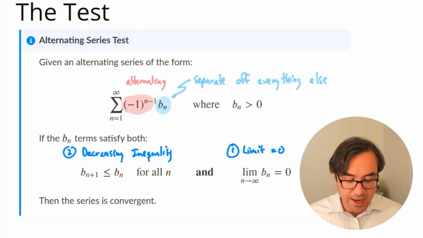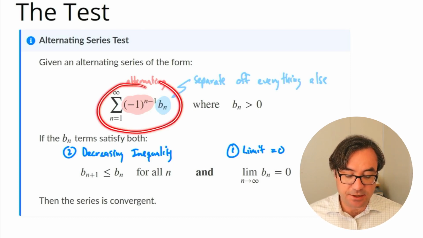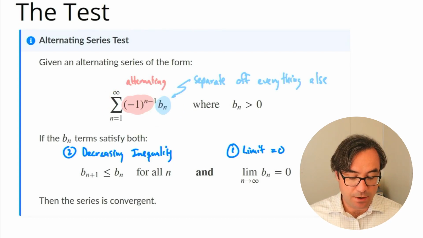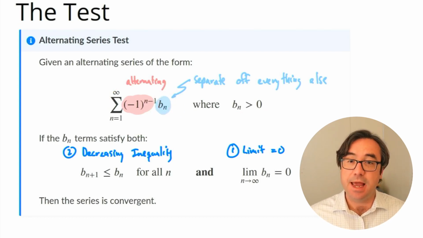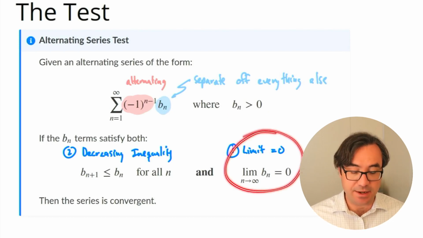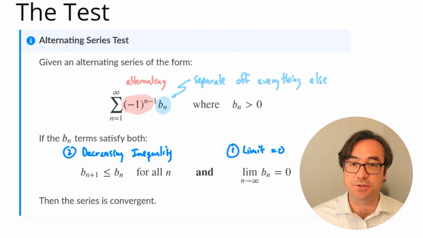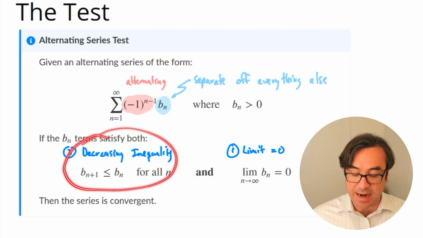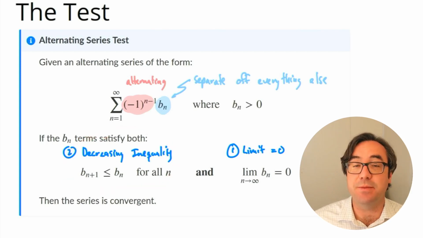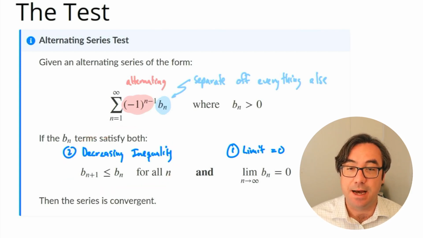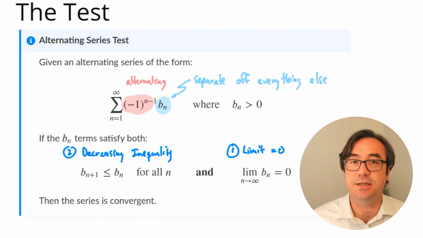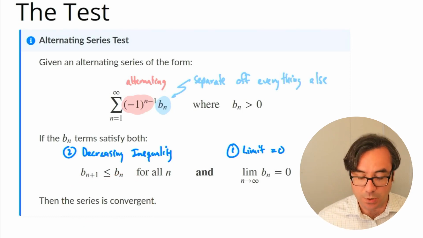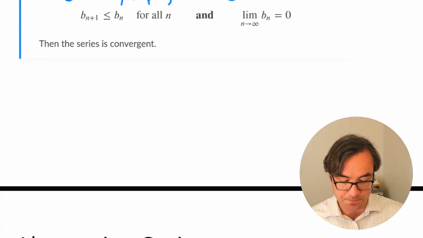All right, so if we have an alternating series like this, where the non-alternating part is all positive, and we prove that the limit is equal to 0 for that non-alternating part, and that non-alternating part is decreasing, we prove this decreasing inequality, well, then the alternating series converges.